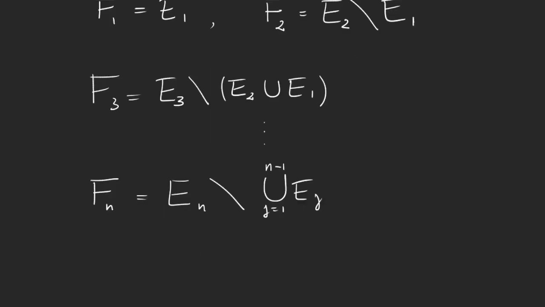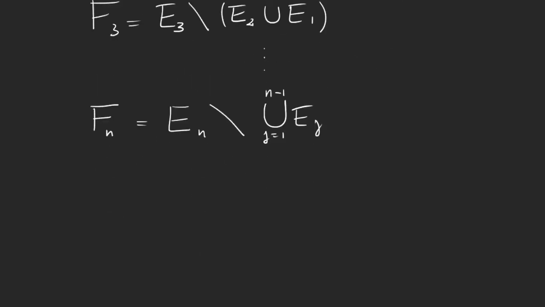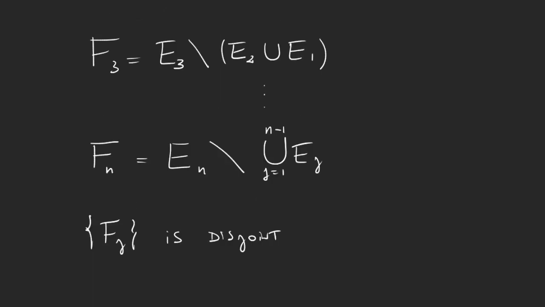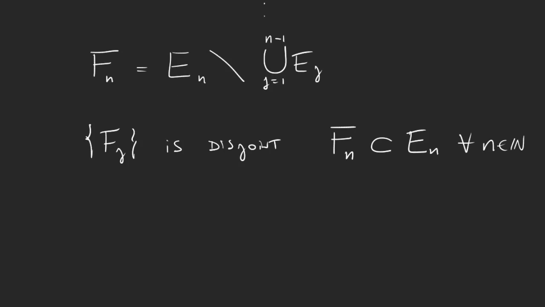So now we have two things. Well, first of all, the new sequence is disjoint. And second, because each F is grabbing the corresponding E and removing something, what we get is that for each n, F sub n is a subset of E sub n. Because we are taking E sub n and just removing a few things. And this happens for all n. So we have these two things.